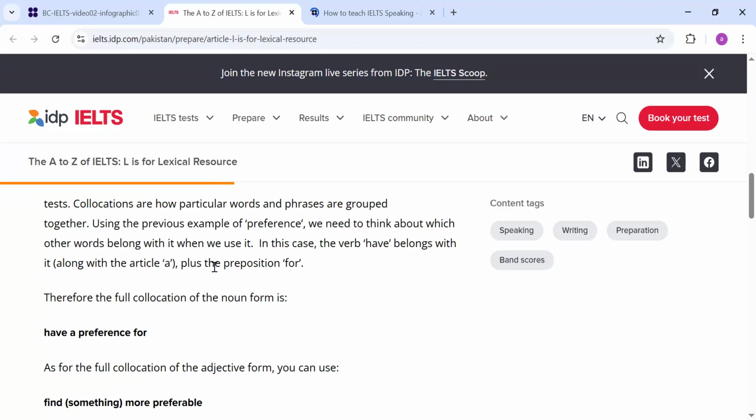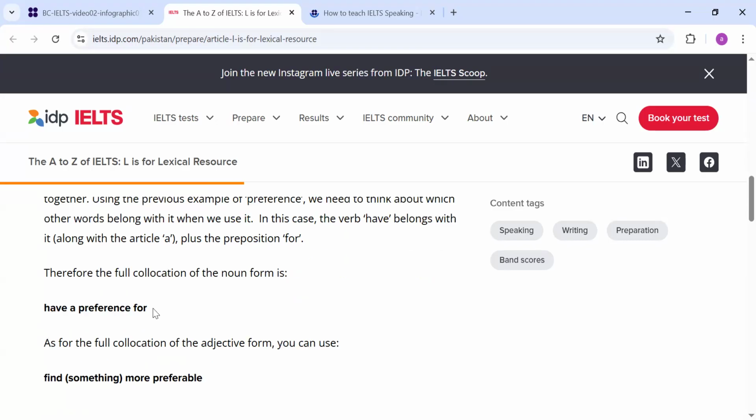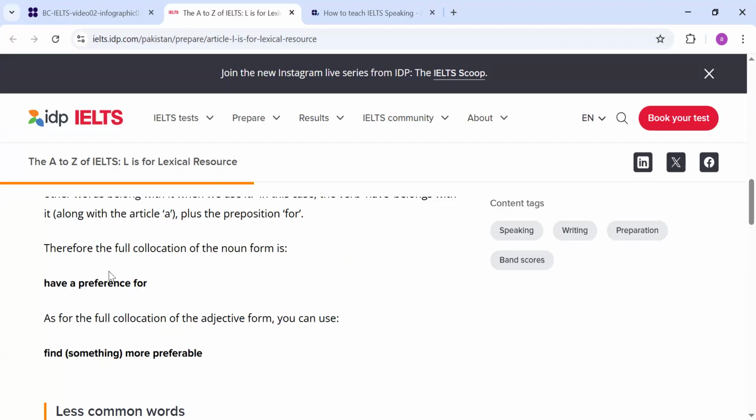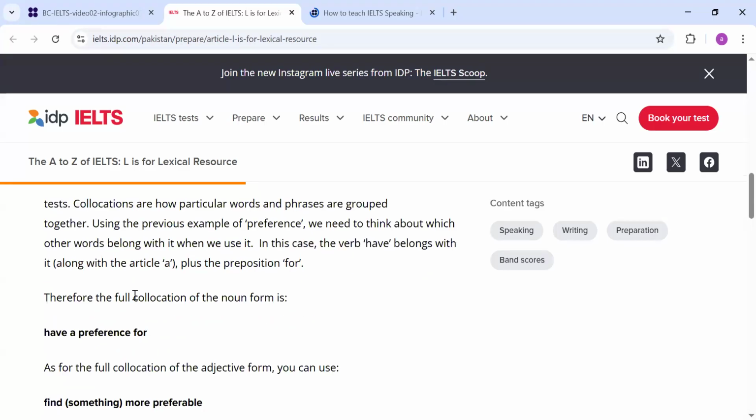Therefore the full collocation of the noun form is "have a preference", and you can say how they use an article with it: "preference for". So these are also collocations, even if we are combining adjectives, prepositions, and articles. So we need to make sure there will be no collocation issue.